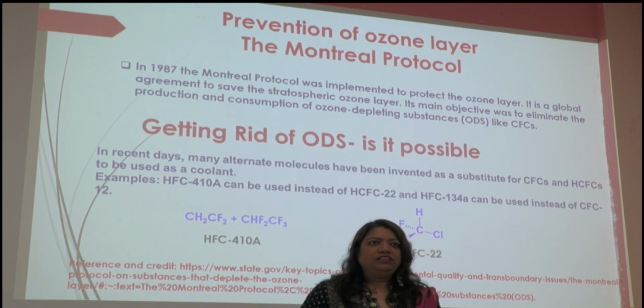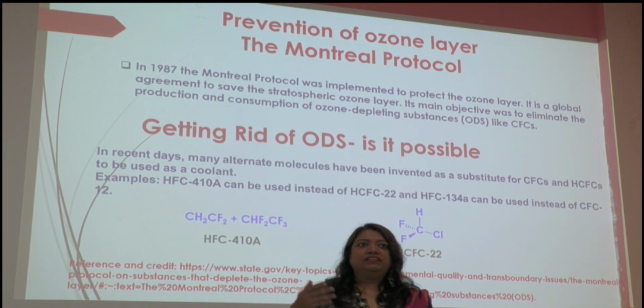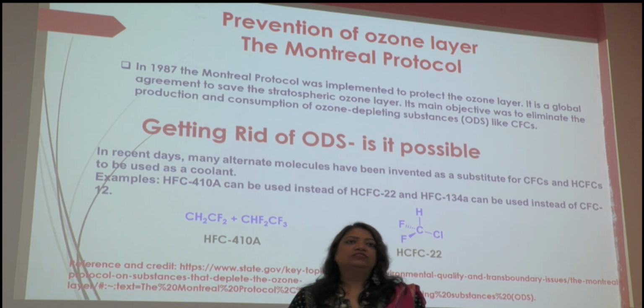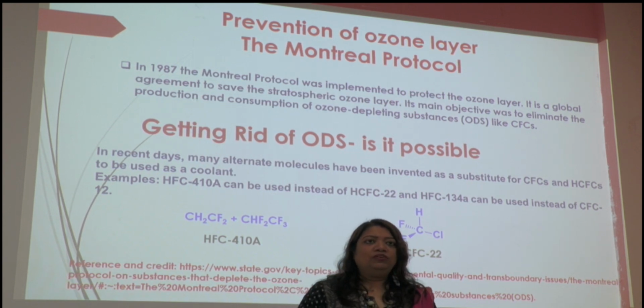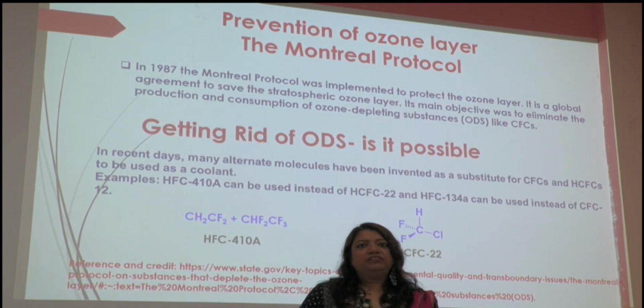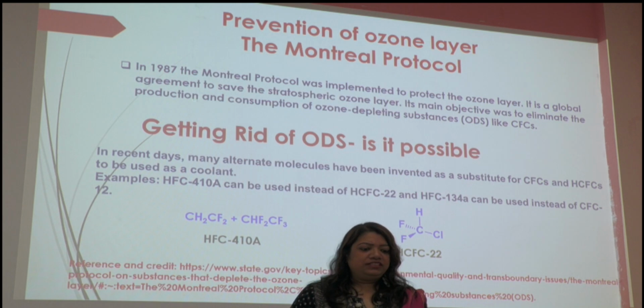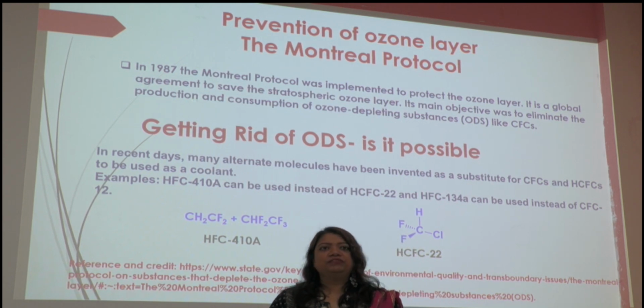Now we are going to discuss the Montreal Protocol, which my previous speakers have already discussed. The ozone hole paper was published in 1985, and the Montreal Protocol was implemented in 1987. So what was the main objective of the Montreal Protocol? To diminish the production and consumption of ozone depleting substances like chlorofluorocarbons. This was the main objective.